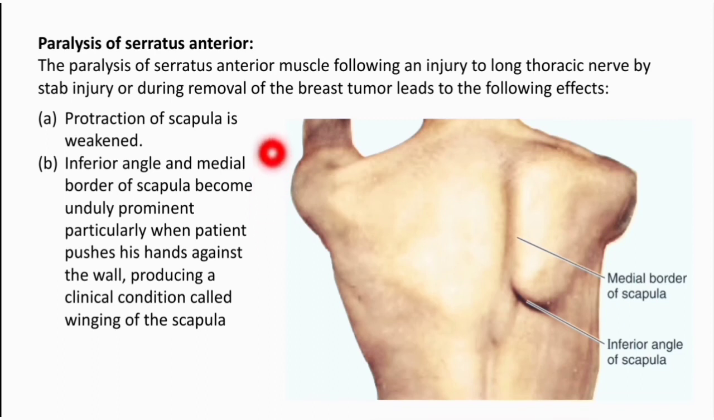Coming to the paralysis of serratus anterior, this may be due to an injury to the long thoracic nerve, which gives motor supply to the serratus anterior. It may be damaged due to stab injury or during removal of a breast tumor. This may lead to the following effects.